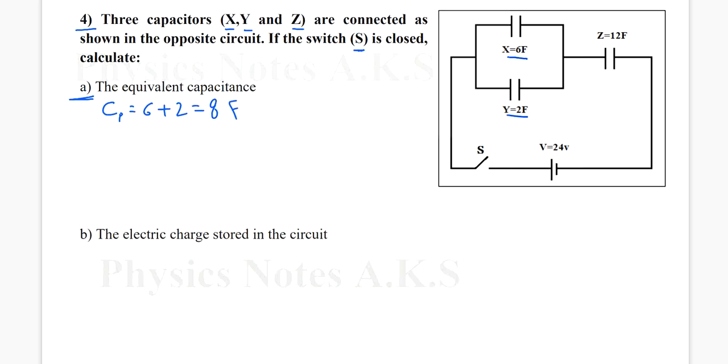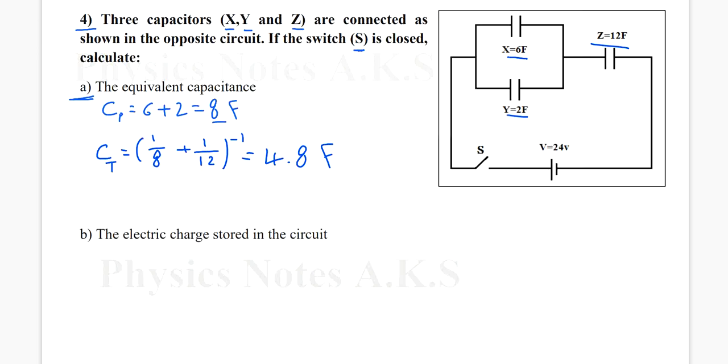Now, the 8 farad with the Z connected in series. So I find the C total is going to be of course 1 over C parallel plus 1 over CZ. So it's going to be 1 over 8 plus 1 over 12, of course to the power minus 1, which equals 4.8 farad. This is part A.